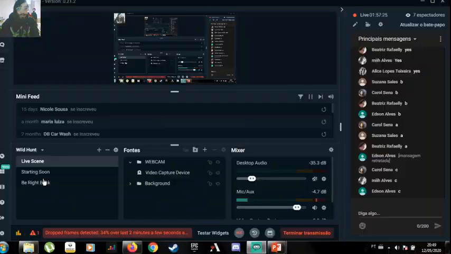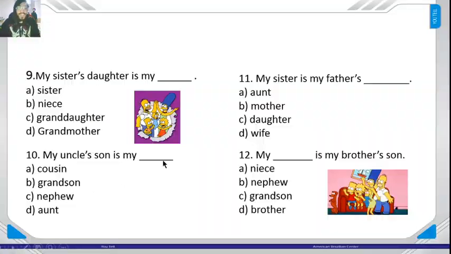Não faz sentido, né? Guys, the last one in this slide is the number 12. Focus on the number 12. Pay attention. My blank is my brother's son. My niece, my nephew, my grandson, or my brother. What is my brother's son?